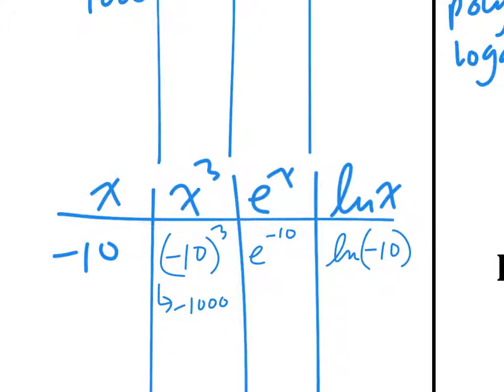Okay, this is a tiny number. It's 4.5 times 10 to the negative 5, which is 0.00045. And natural log of negative 10? Error. Does not exist. So exponential is tiny, and polynomial is negative.